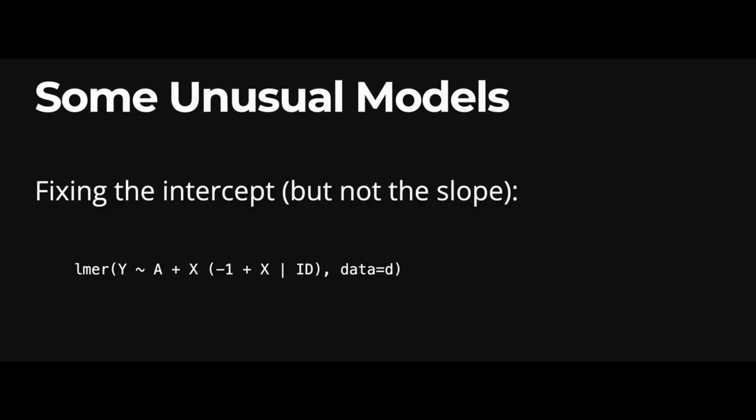So you go y tilde a plus x minus 1 plus x. Remember earlier I said that R always assumes that there is an intercept there, unless you have no random effects, in which case you have to put the 1 there. Well, to explicitly remove the intercept, you would do a -1. That's basically how you tell R, don't allow the intercepts to randomly vary. Make sure they're all the same.